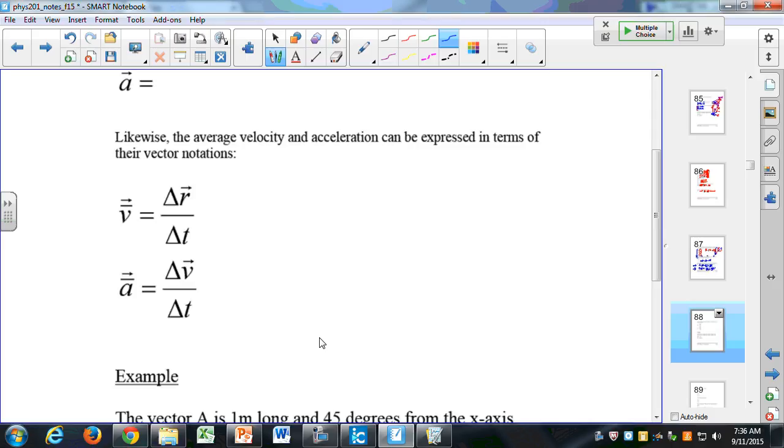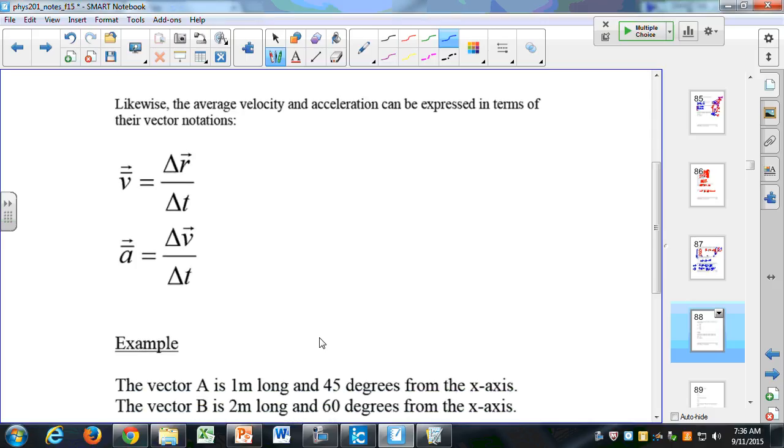Likewise, we can also define our average velocity and acceleration in terms of this. So if our average velocity is del r/del t, we can express this in terms of our x, y, and z components. We're not going to see this, but I just sort of want to throw it out there. So it would be like del x/del t in the i direction plus del y/del t in the j direction, and then also in the z direction.